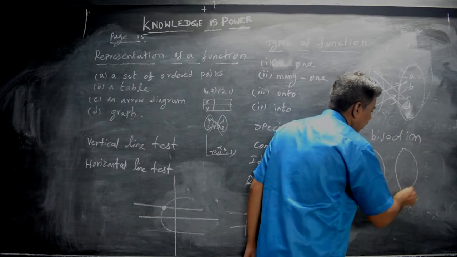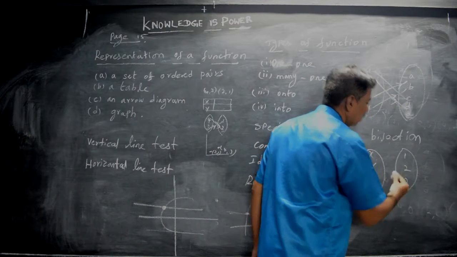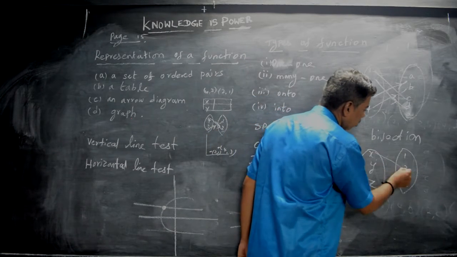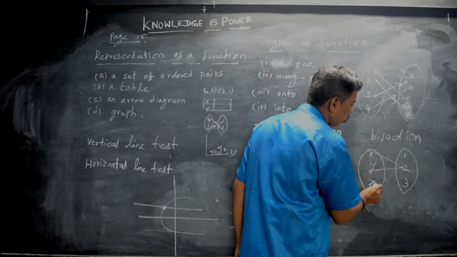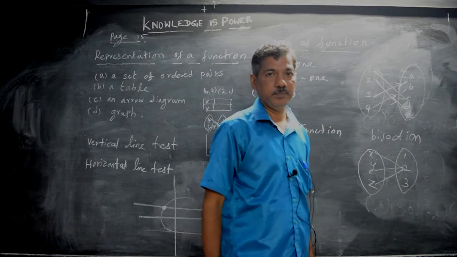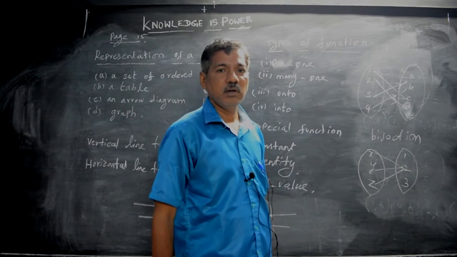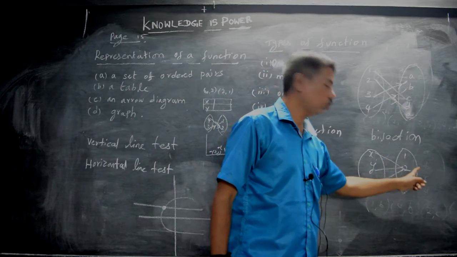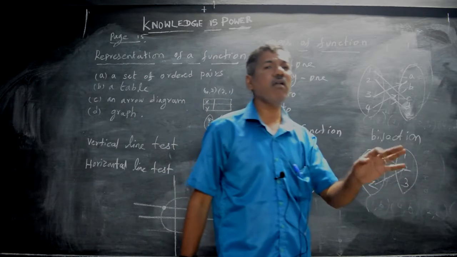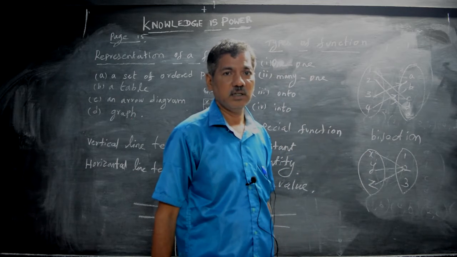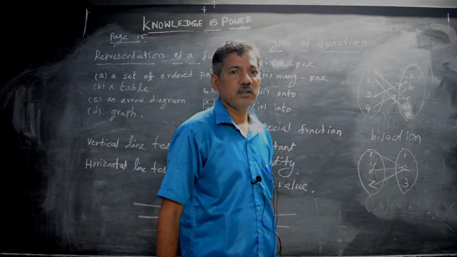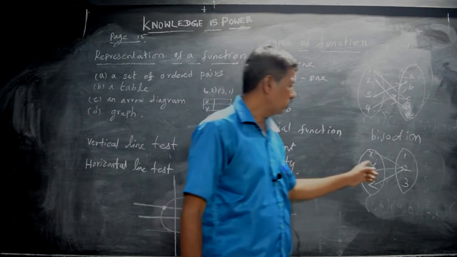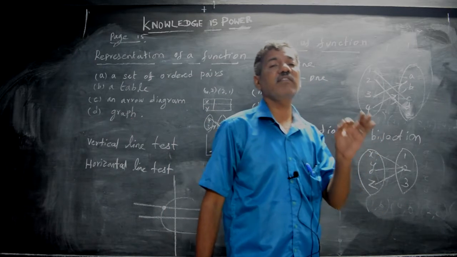Here I am putting 1, 2, 3. Here also putting 1, 2, 3. X belongs to 2, y belongs to 2, z belongs to 2. So x is getting 2, y is getting 2, z is getting 2. All are constant. Equal. So this is called a constant function.